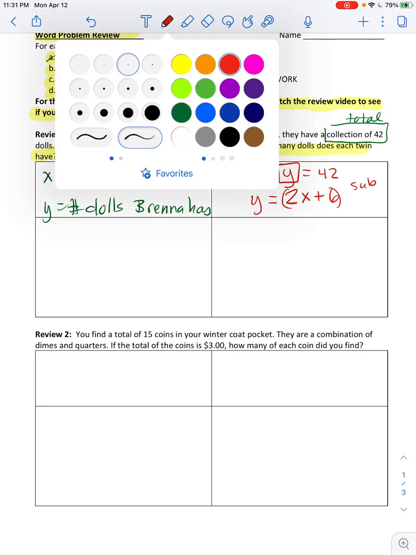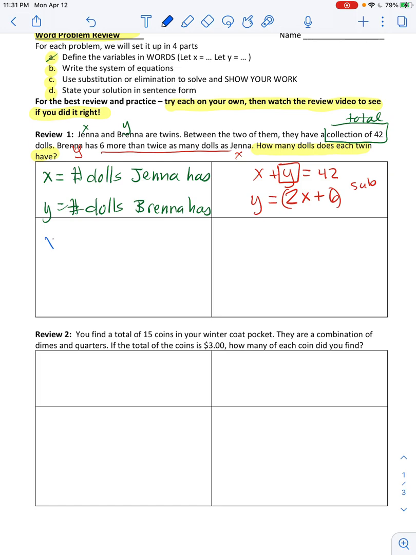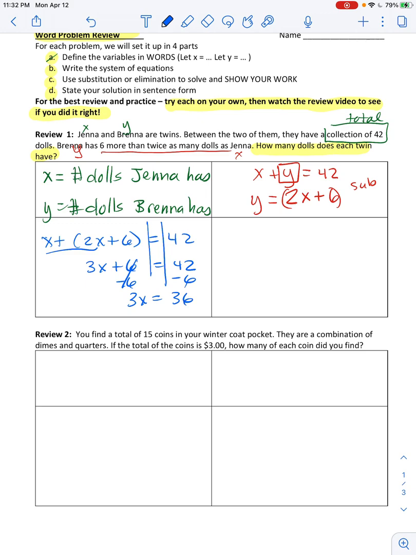So when I get into my third step now and I go to do my work, I'm going to recopy this top problem, but where there was a Y before, I'm going to have a 2X plus 6 substituted in and make that equal 42. So solving that, these are alike, so 3X plus 6 will be 42. Taking away 6, I get that 3X will be 36. Dividing by that 3, you should have ended up with X equals 12.